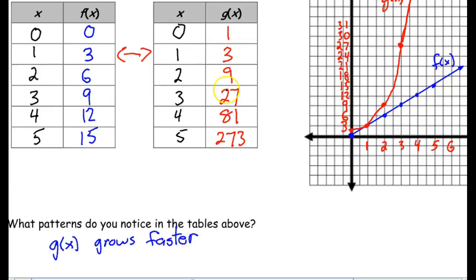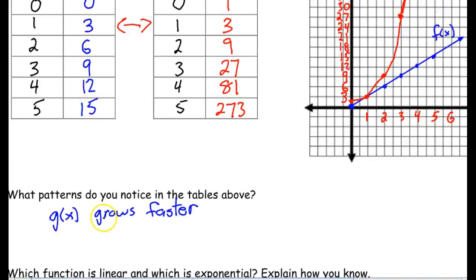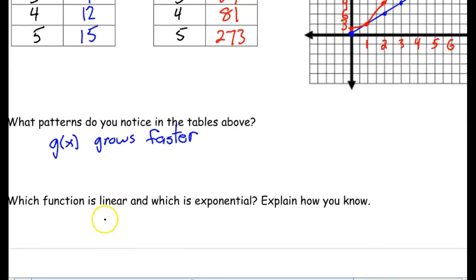And you can see that from the table as well as the graph. Numbers get bigger here, the graph gets larger here. And which one's linear and exponential? So linear would be the one that increases by sums, and exponential is the one that increases by factors.